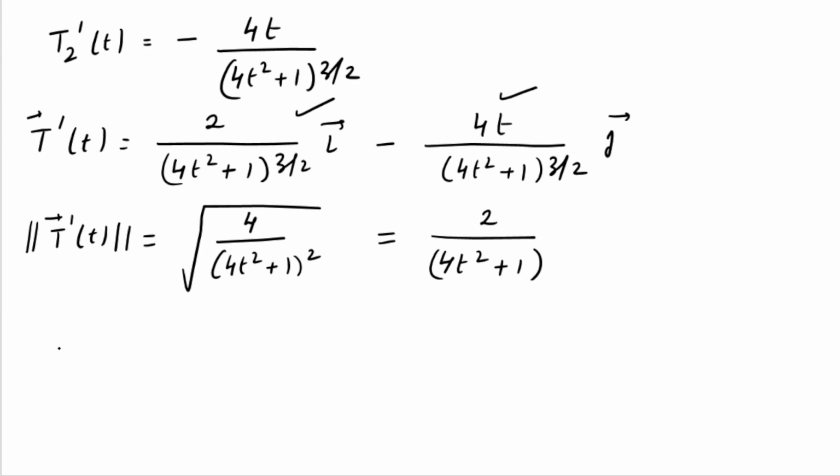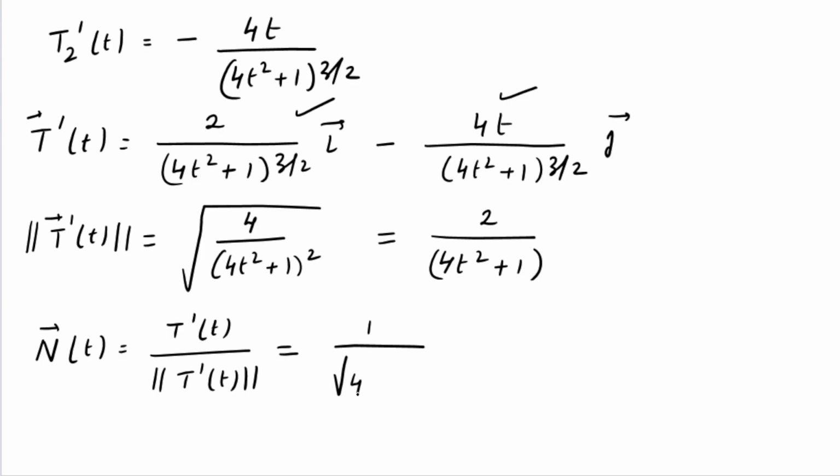Therefore, the unit normal vector now can be written as T prime of t divided by the norm of T prime, and you will get 1 divided by square root of 4t square plus 1 i vector minus 2t divided by square root of 4t square plus 1 j vector.